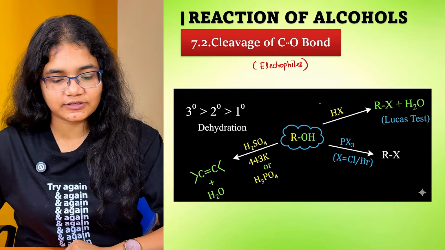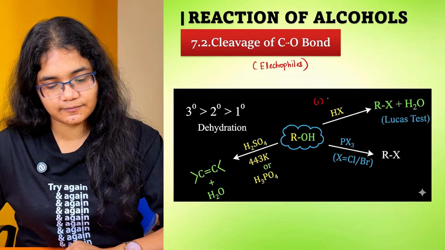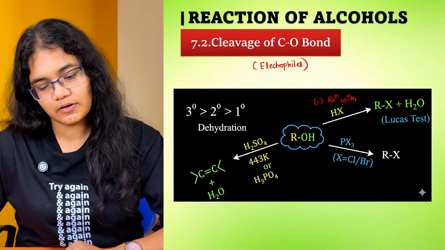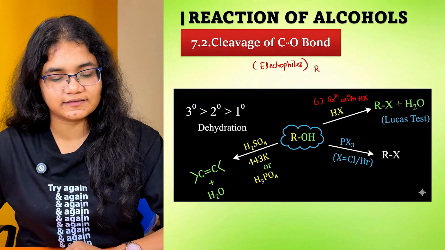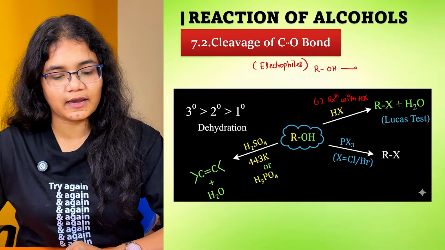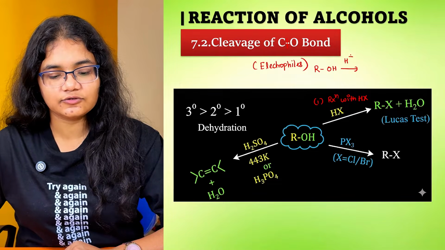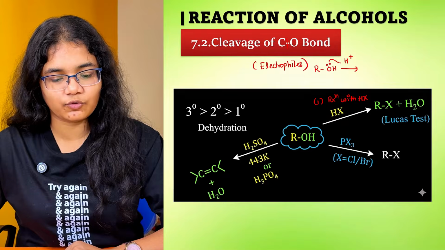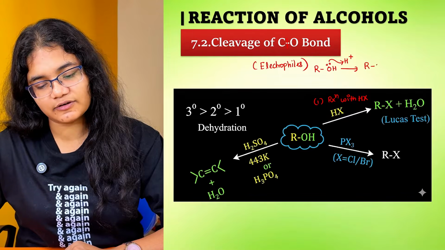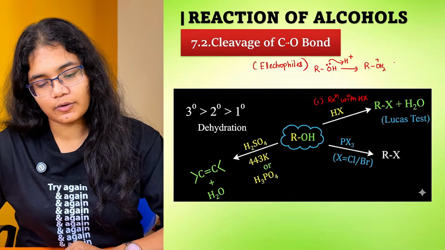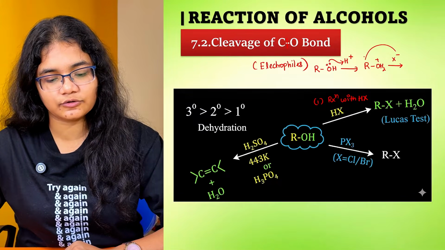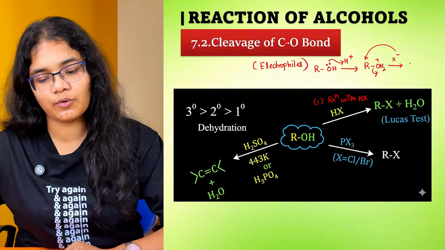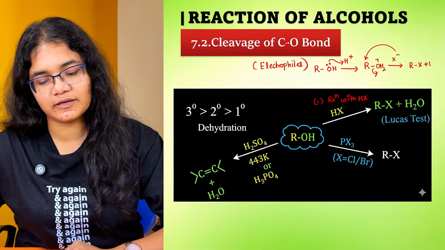So the first reaction is reaction with HX. What is the mechanism of the reaction? ROH is there and you have HX. In HX, H plus is there, so this O will attack it, and this one first gets protonated. Now in HX, X minus is also produced, so that will attack here, and this H2O will go out, and you will have RX plus water.